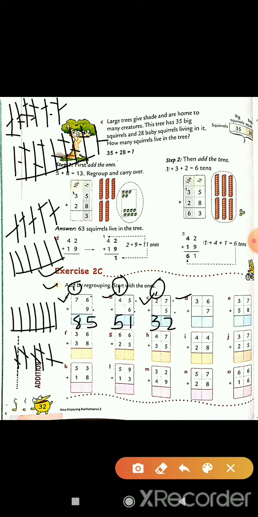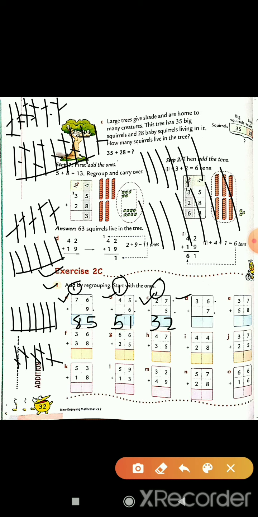D. 36 plus 7. At the place of ones, 6 and 7 are there. So 1, 2, 3, 4, 5, 6. 1, 2, 3, 4, 5, 6, 7. Students, you can do with this method also, or else you can count the numbers and then you write. So 1, 2, 3, 4, 5, 6, 7, 8, 9, 10, 11, 12, 13. Answer is 13. So 3 and 1 to the tens column. 1 plus 3, 4. 43.